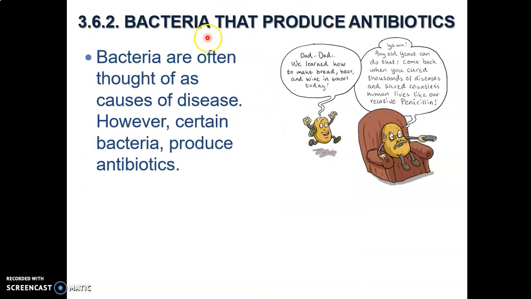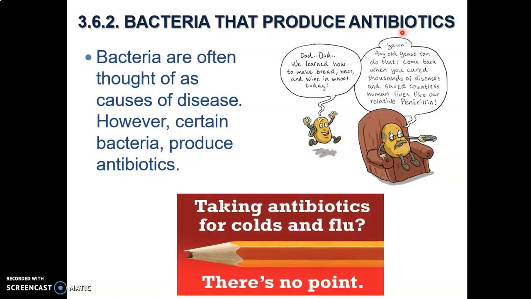Next up, we have bacteria that produce antibiotics. So if a disease which is caused by a bacteria can be treated with antibiotics, that is why we say these bacteria are very helpful, because they can be used to form antibiotics. Note, antibiotics cannot be used to treat a cold and flu, because they are not caused by bacteria, they are actually caused by viruses. So that's bacteria that produce antibiotics.